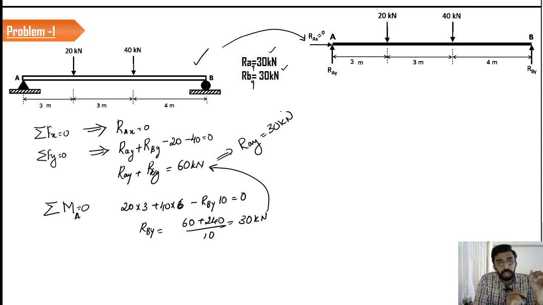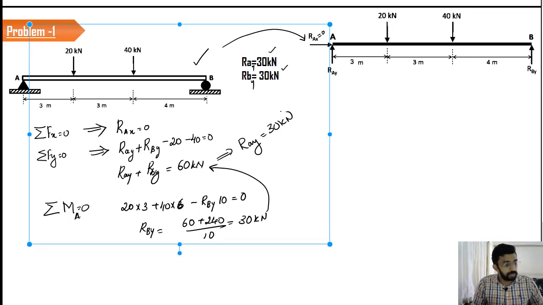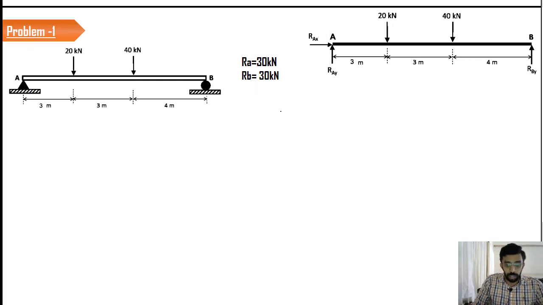as the reaction, you have to use for the construction of SFD as well as BMD. Now let us use these particular values for the solution. Right now we are going to solve the SFD as well as BMD. Okay, so I will write the value of RAX is 0 and RAY is equal to 30 and RBY is also equal to 30.